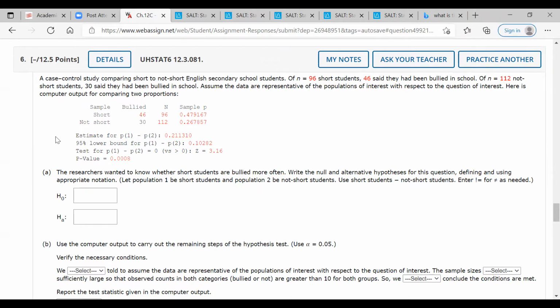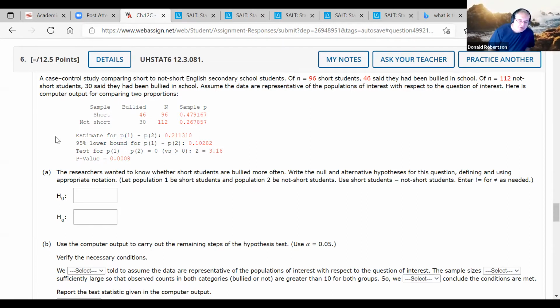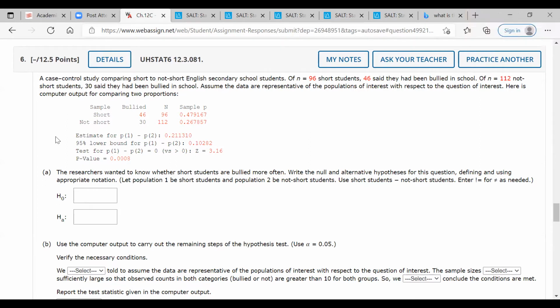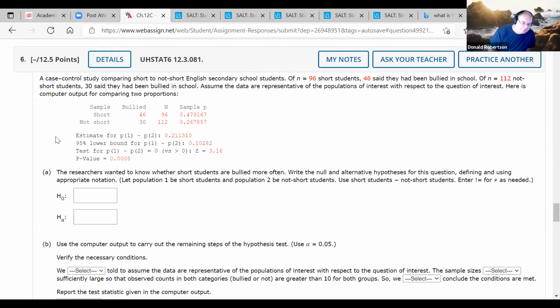That is something you will use. And the Z is 3.16. But you're probably not going to use the fact that the sample P is 0.479 for the first one and 0.267 for the other. So you're basically getting the whole package, and it's your job to selectively pick whatever piece of information you need to answer the question in front of you.